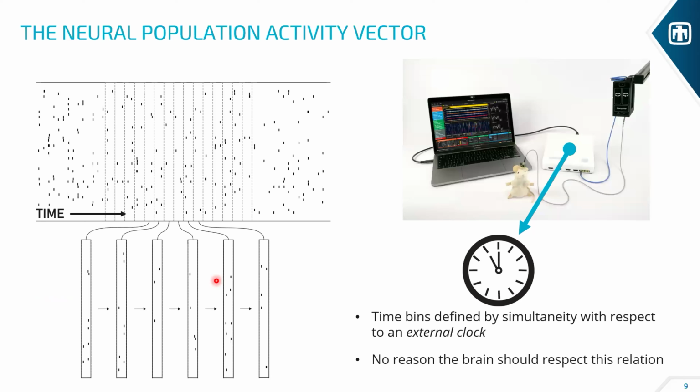In particular, one thing I'd like to point out is that a lot of these analyses rely on the neural population activity vector, which is this idea that the relation that binds spikes into computational units is like epsilon simultaneity with respect to a clock in the experimenter's rig, right? So these time bins are defined by clocks that are external to the animal. And when you think about it, there's no real reason the brain should respect this relation. So if this assumption is being baked into the abstractions that emerge from this kind of approach, then it might be worthwhile to think about whether we could bind spikes with a different relation to get a different set of abstractions.